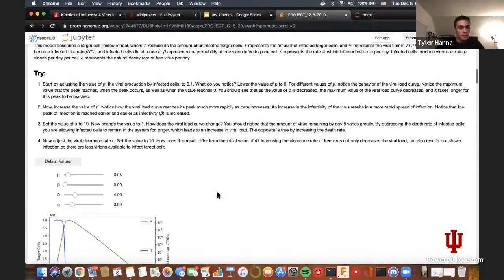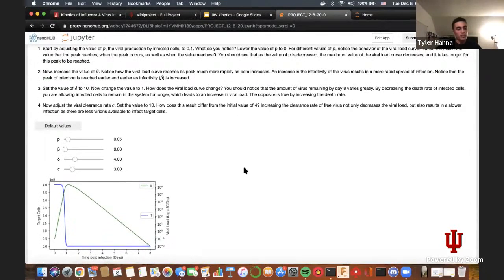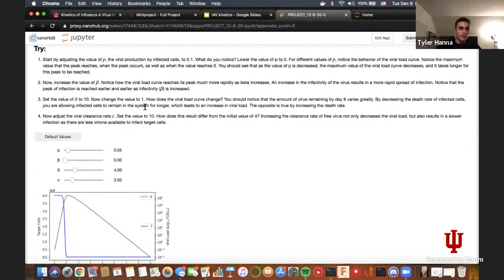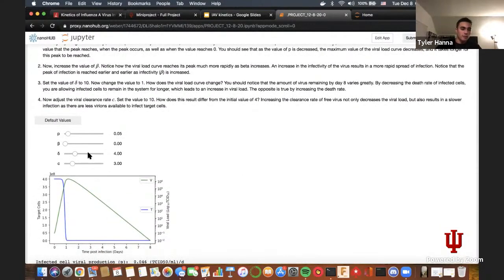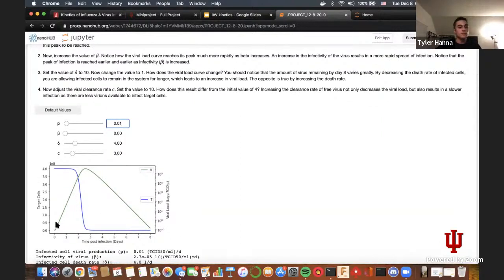And here I'm going to demonstrate how adjusting the parameters will change the overall outlook. First I'll start with P, and by changing the value of P from an initial value of 0.5 to 0.1, we see that the course of the infection seems to be delayed by a day, and the viral peak comes later in time.